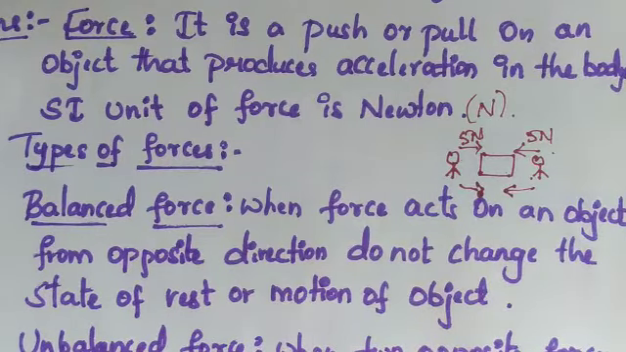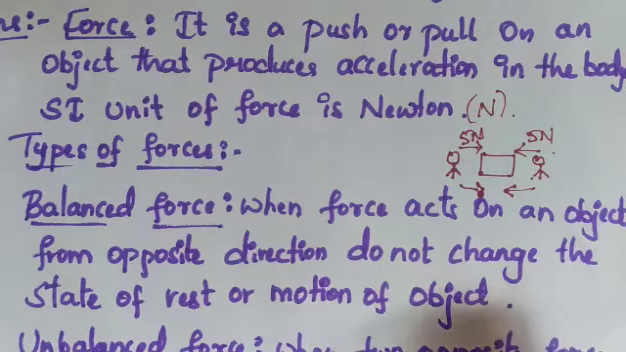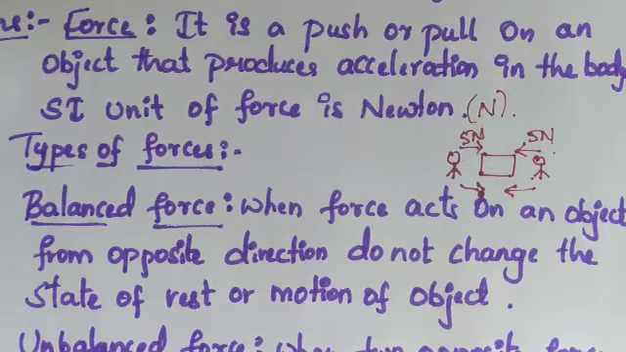When an equal amount of force is acting on an object in opposite directions, in that case this object does not move, isn't it? It remains in a rest position itself. This type of force, where there is no change in position of the object, that means no change in state of rest or motion of the object, is called balanced force.